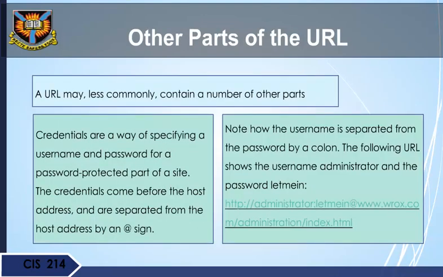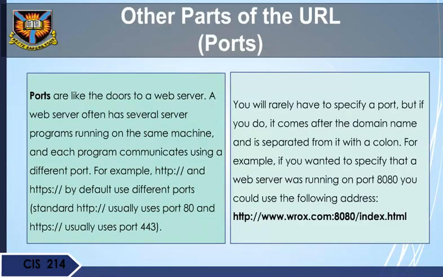Other parts of the URL. A URL may, less commonly, contain a number of other parts. Credentials are a way of specifying a username and password for a password-protected part of a site. The credentials come before the host address and are separated from the host address by an @ sign. Note how the username is separated from the password by a colon. The following URL shows the username administrator and the password letmein.